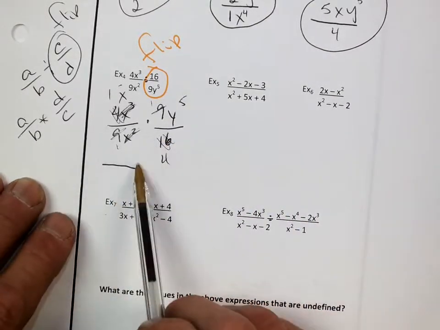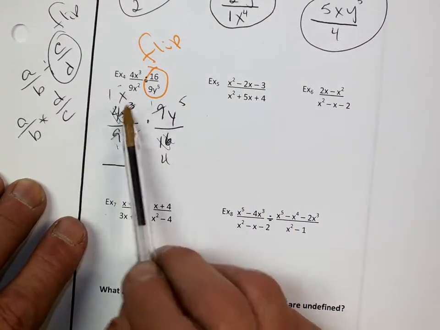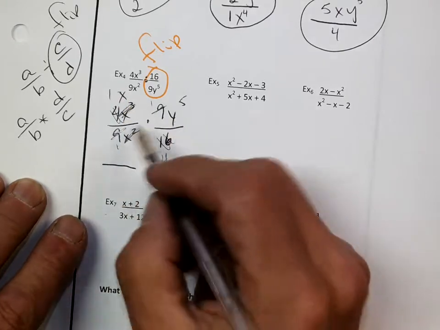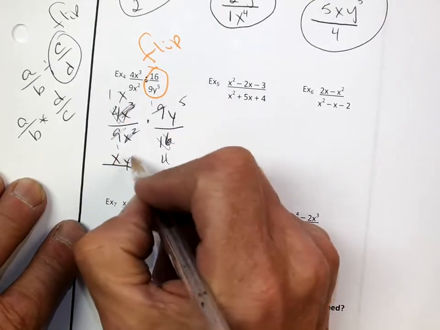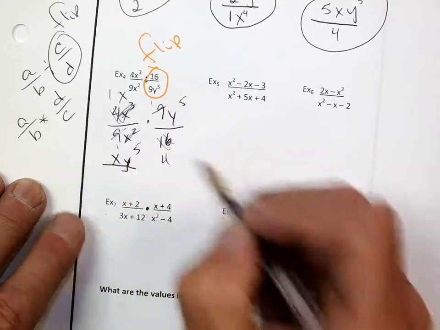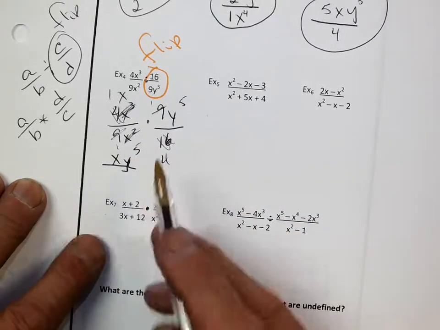So on top, I have an x and a y to the 5th. On the bottom, I'll have a 4 and a 5, which makes it 20.